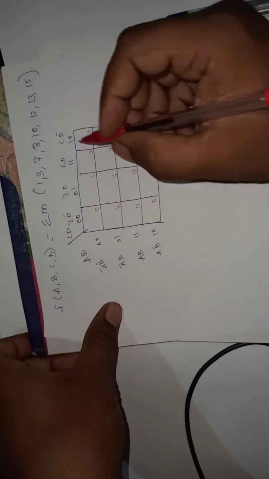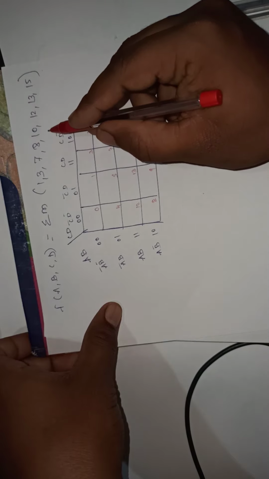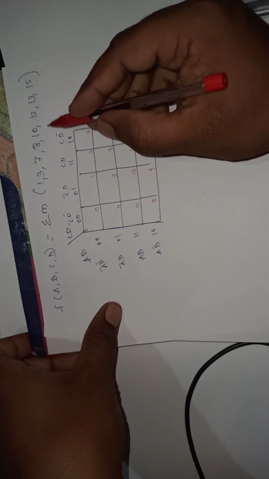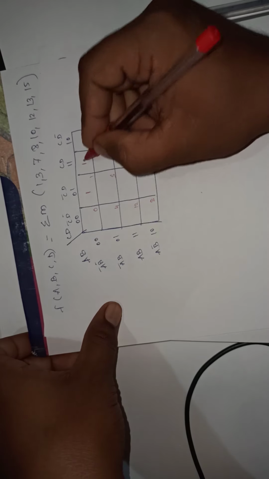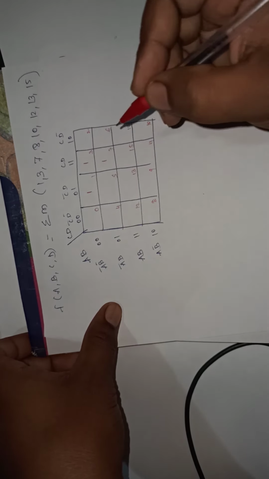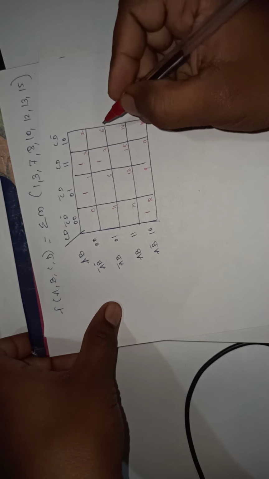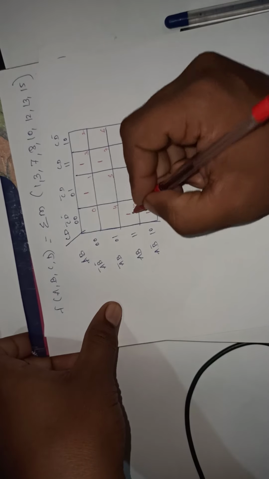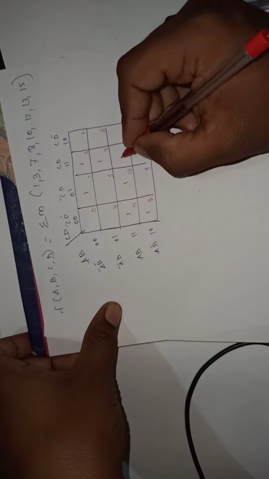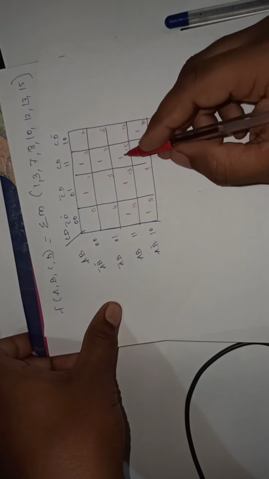Now you check the equation, summation M(1, 3, 7, 8, 10, 12, 13, 15). Now you put the values 1, 3, 7, 8, 10, 12, 13, 15. Okay, we put all the values in here.